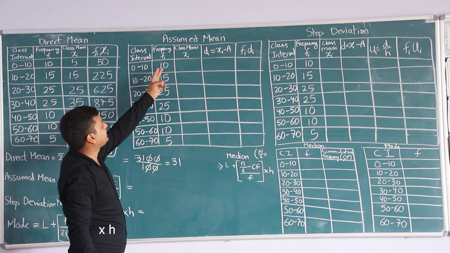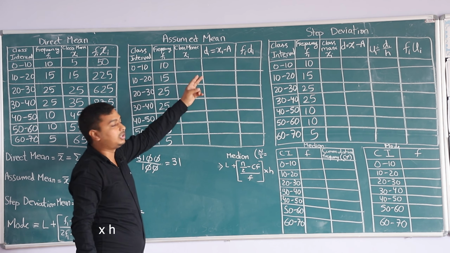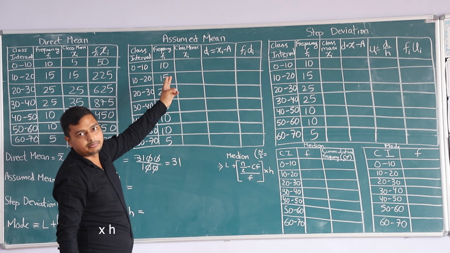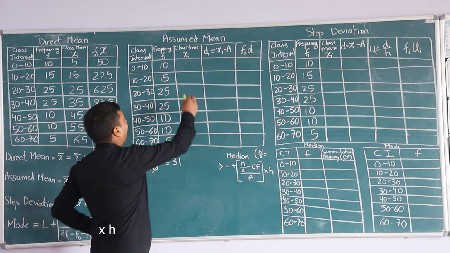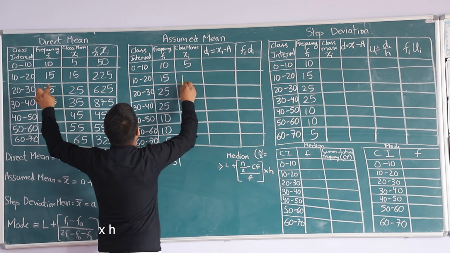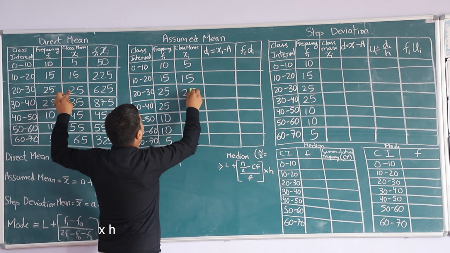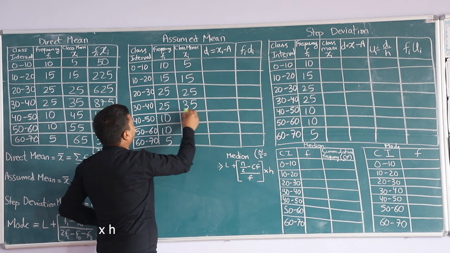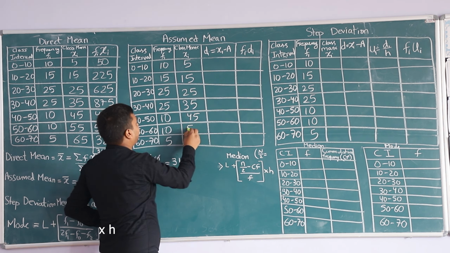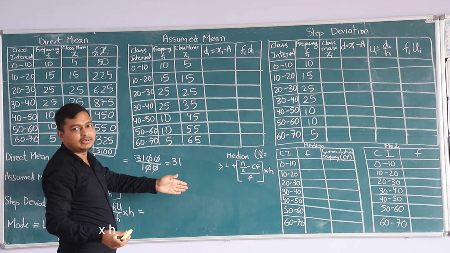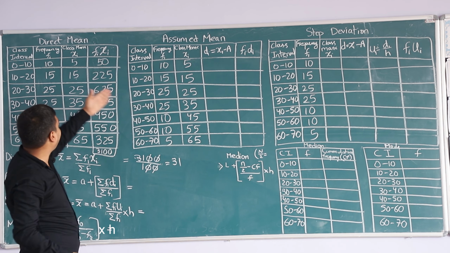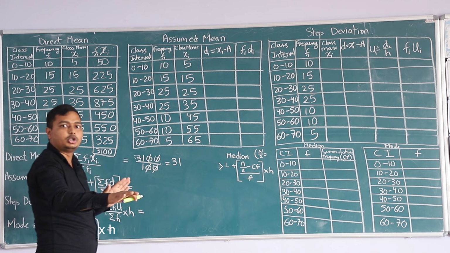Let us start. 0 plus 10. As I already told you, how to find the class mark: lower limit plus upper limit divided by 2. 0 plus 10 is 10, divided by 2, that will come as 5. So it will be the same: 5, 15, 25, next is 35, next 45, next 55, next is 65. These are the values that come in the class mark. As we have discussed in this table, the class mark is going to be the same.